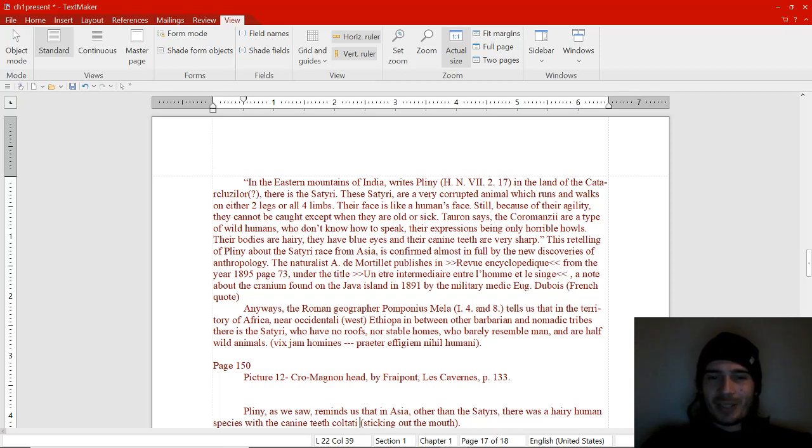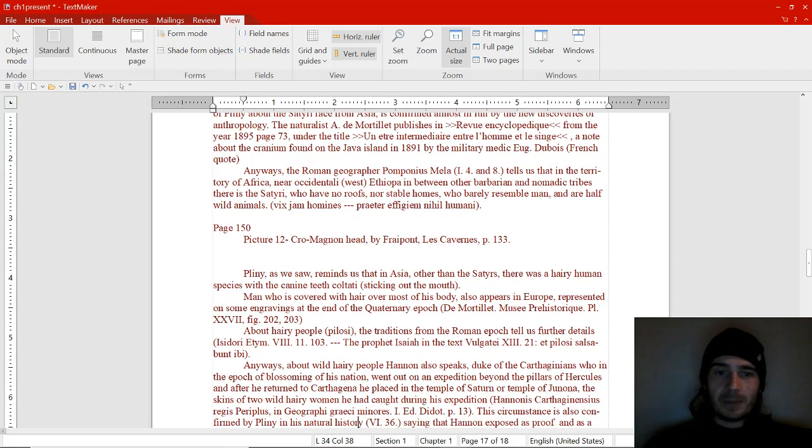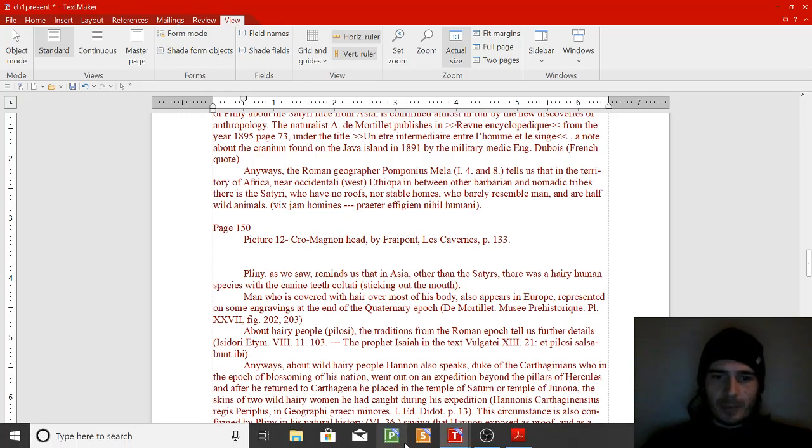Anyways, the Roman geographer Pomponius Mela, in his book, tells us that in the territory of Africa, near Occidentali or West Ethiopia, in between other barbarian and nomadic tribes, there is the Satyri, who have no roofs nor stable homes, who barely resemble man, and are half wild animals. And then some French, or is it Latin? Maybe both. I don't know. Page 150, picture 12.